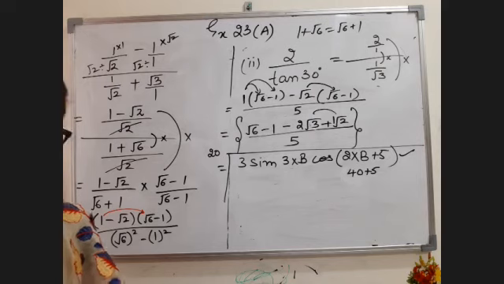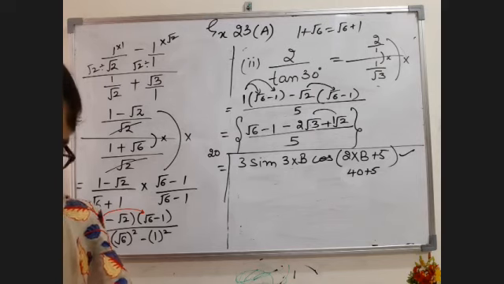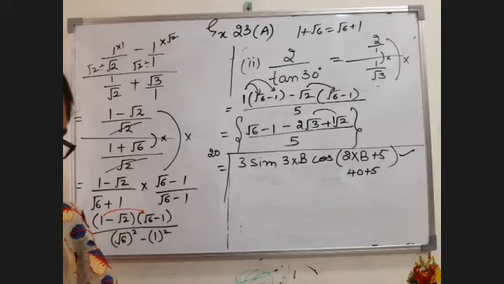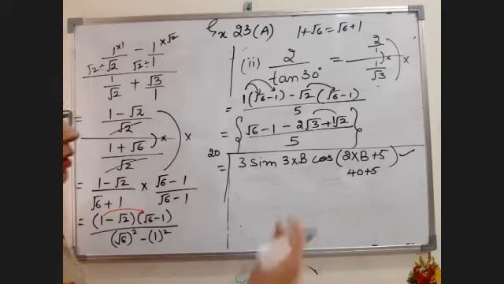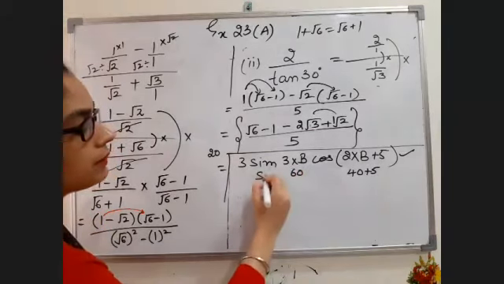Any doubt in today's class? Only this, ma'am: here 3 into B, then 3 into 20 is 60, we can write sine 60, ma'am. Yes, so that will become sine 60.